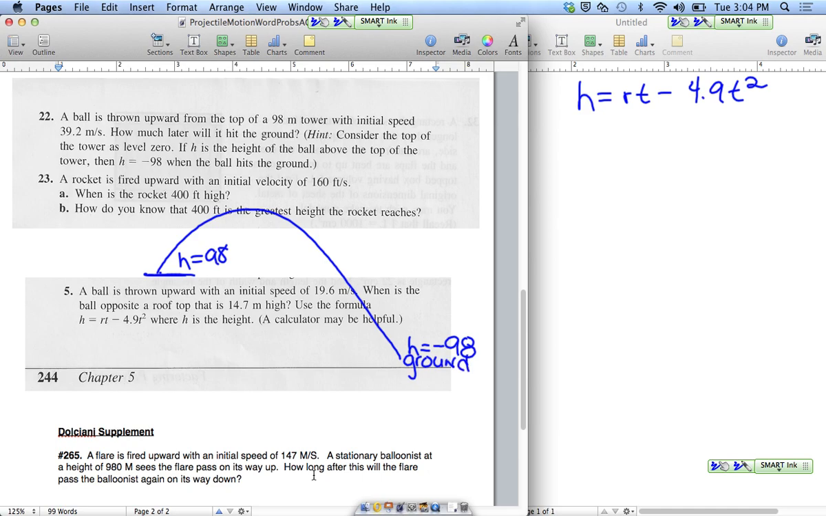And that's how they account for the fact that the object left from a height above the ground, but it returned back to the ground. And the problem asks us to determine how much later will the ball hit the ground. So if we replace the h in our equation with -98, that represents the ground height in this particular problem. And let's see, they're telling us 39.2 meters per second, so the r becomes 39.2. So plug in your numbers, rearrange it so that it's factorable.